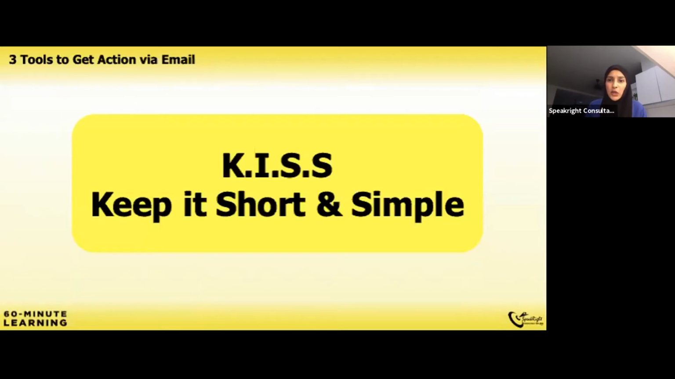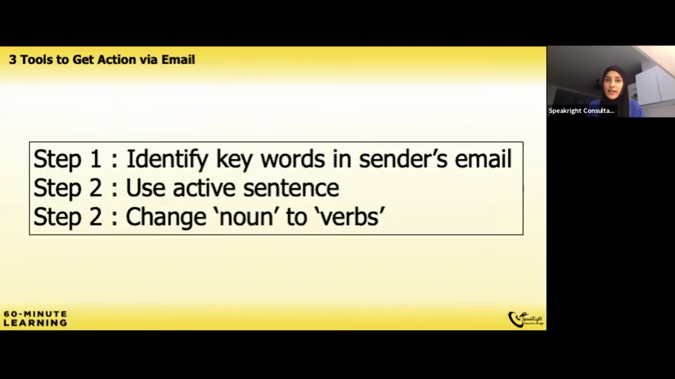Okay, so now, there you go. Identify keywords in the sender's email. That is step number 1. Use active sentences. Oops, it's supposed to be step 3, not step 2. Change nouns to verbs. Okay, change nouns to verbs. Don't worry if you don't know about this, we will go through them. How do we do this? So the first step is to identify the keywords in the email.